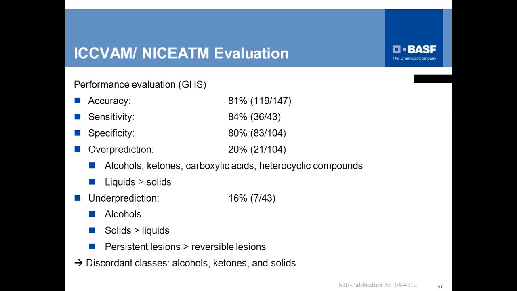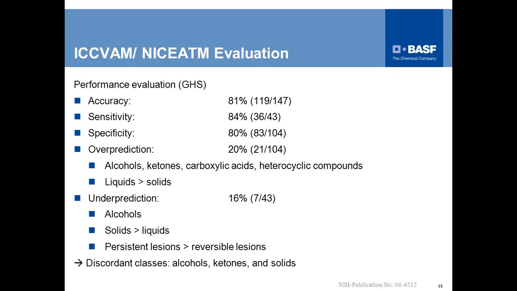There's a but to the story, and the but to the story is the overprediction rate. An overprediction in the BCOP would lead to a false classification, so a compound that is not a severe eye irritant would end up in a GHS category 1. In total, 20% of the compounds were falsely predicted. Coming back to the chemical classes, as also introduced by Hans, alcohols, ketones, carboxylic acids, and heterocyclic compounds were often overpredicted. And talking about the physical form, liquids had a higher likelihood to be overpredicted compared to solids.